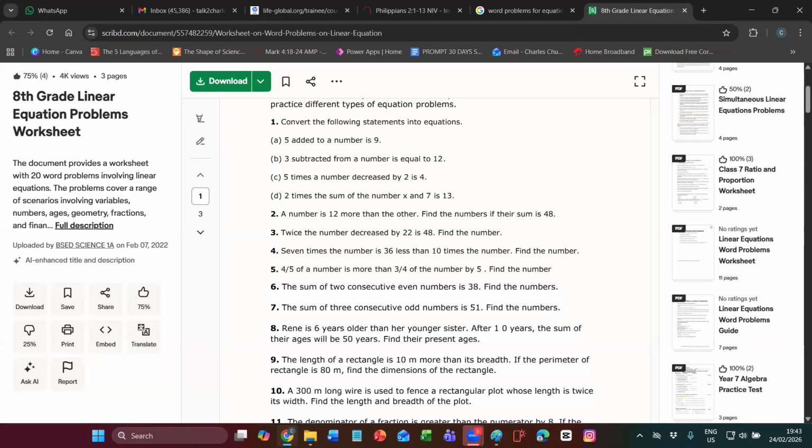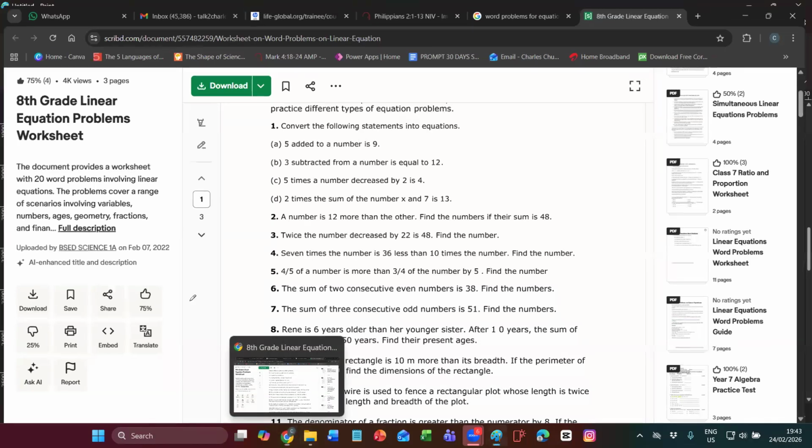Now let me ask a question. Should the 5 be on the side of the 4 over 5 or on the side of the 3 over 4? Because they said it is more than 3 over 4 by 5. So that plus 5 that we're adding there, should it be on the side of 4 over 5 or on the side of 3 over 4? Side of 3 over 4. Exactly. So that is what I'm going to do right now.